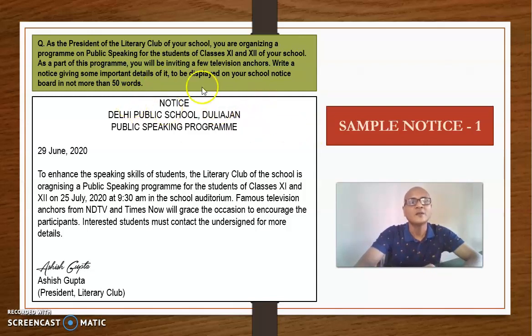As you all can see, the first 3 points are written in capital letters and they are centrally aligned. Notice, Delhi Public School Duliajan, and then public speaking program. So this is the heading or the subject of the notice. Preceding it, the name of the issuing authority, that is Delhi Public School Duliajan, and then above it is the word notice. A line space, and after that you have the date 29th June 2020, and then comes the body part of the notice.